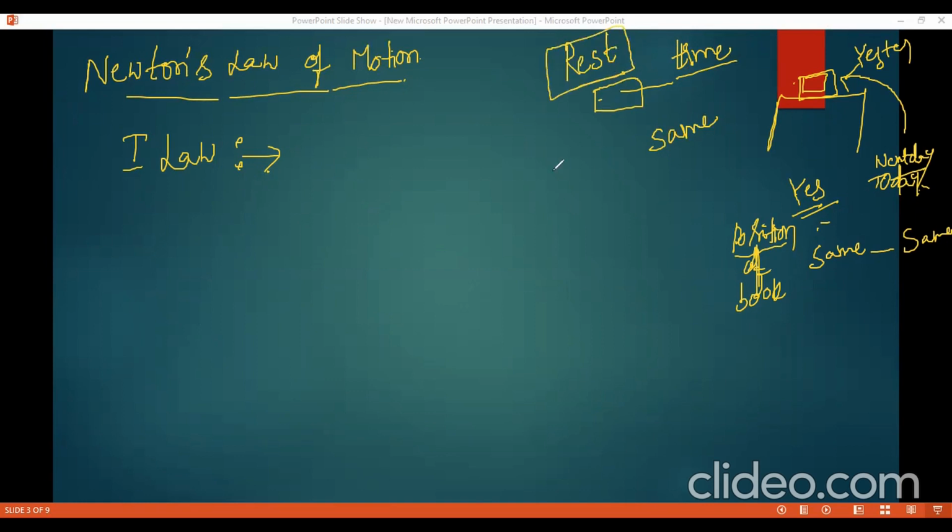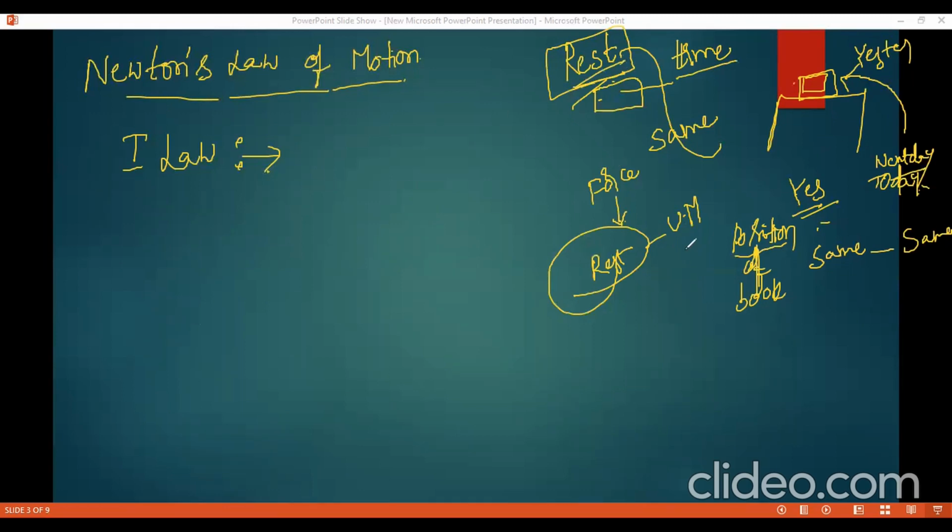At the beginning, we observed that force makes a body change from rest to uniform motion. So, the definition of rest: rest means the position of the body does not change with respect to time. That can be called rest.